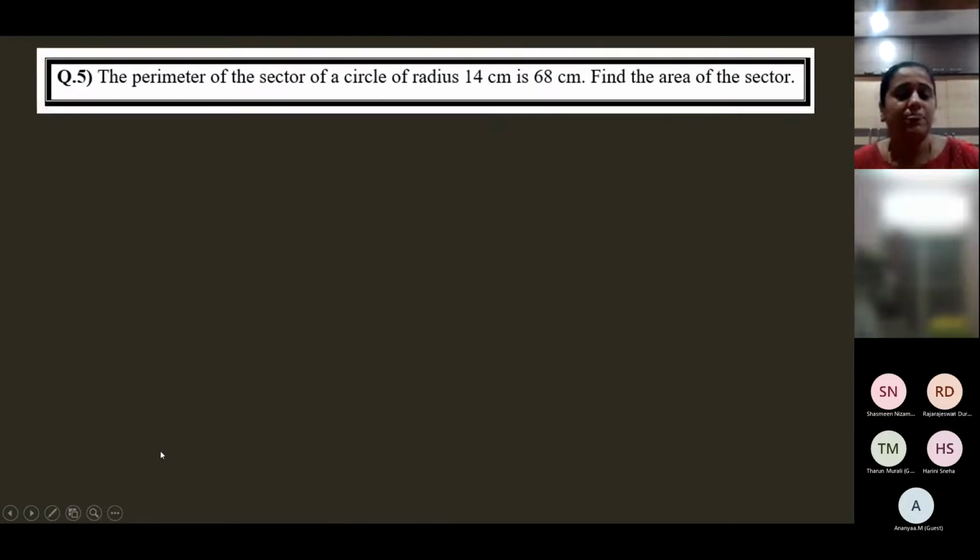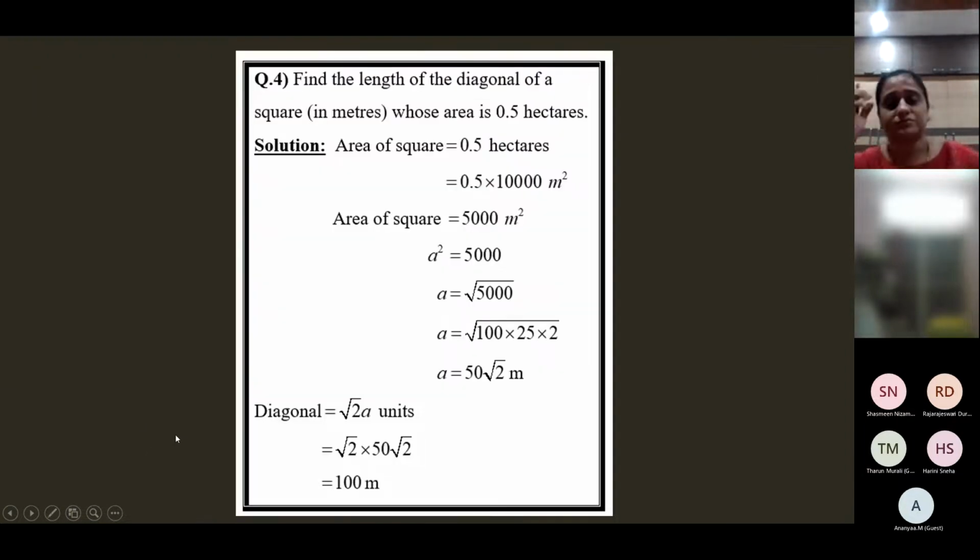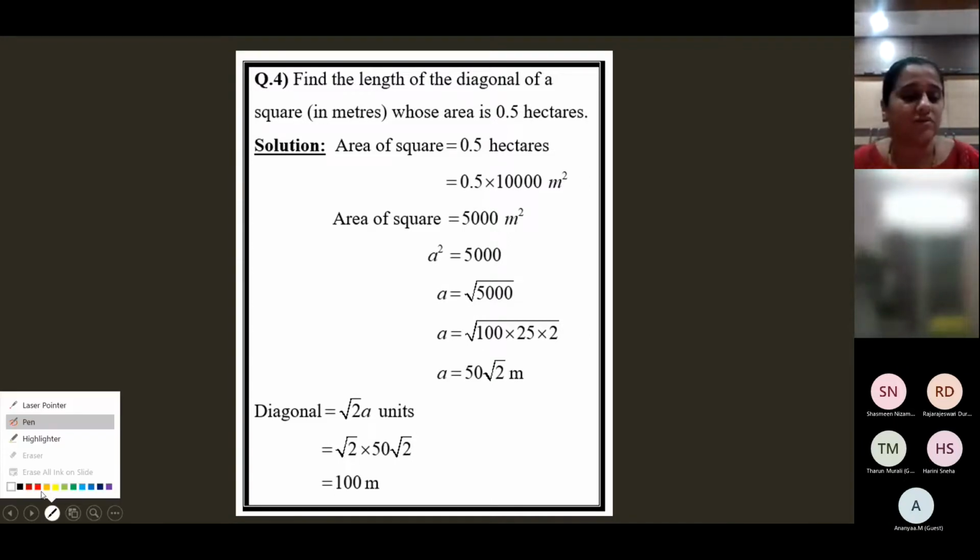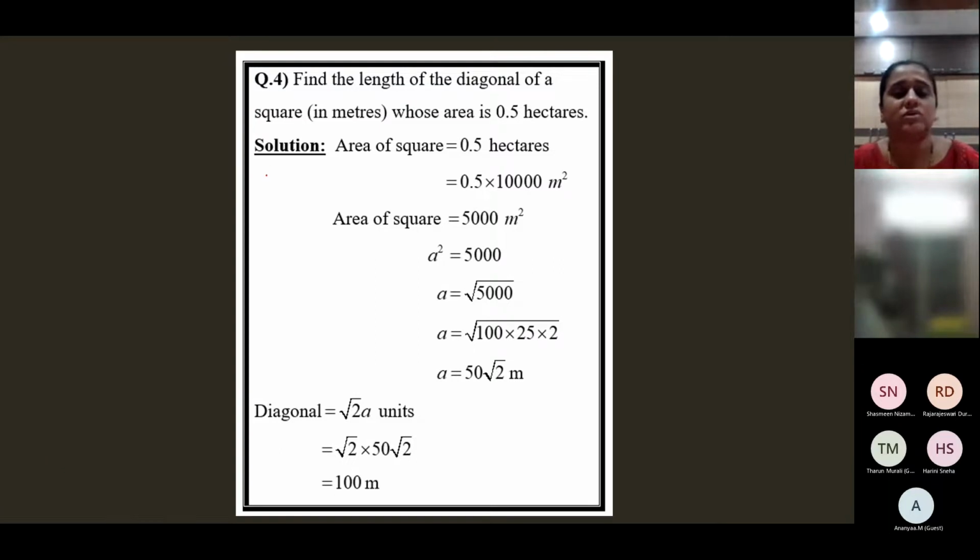Take a picture, children. Go through the answer first. So this hectare conversion, I told you, if you don't understand why it is multiplied by 10,000, you can do this. 1 hectare is 10,000 meters square. 0.5 hectares is X meters square. You can cross multiply and find how much it is in meters square.